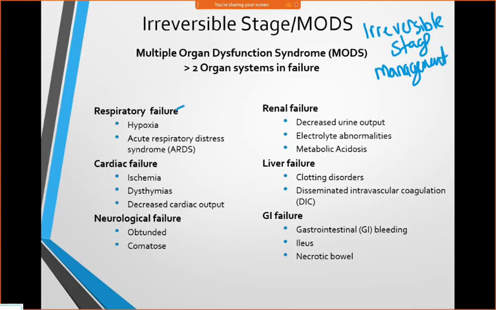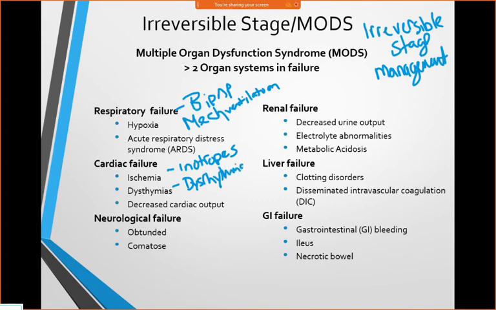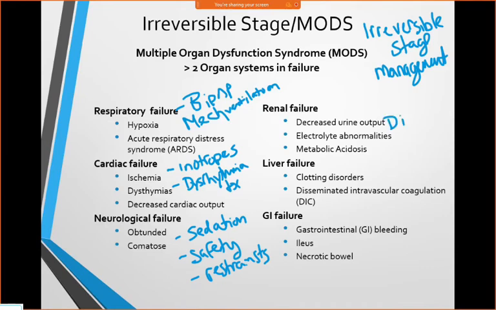So the things that we can do are BiPAP, mechanical ventilation. And this is really all we're doing, managing systems until the infection can get under control. Cardiac failure, we'll do inotropes and dysrhythmia treatments. Neurological failure, we can do sedation, safety, restraints if needed. But again, this patient is not functioning on all cylinders because they're deprived of oxygen and they are not getting enough blood flow to the brain. Mostly safety with that. With renal failure, they'll end up on dialysis.